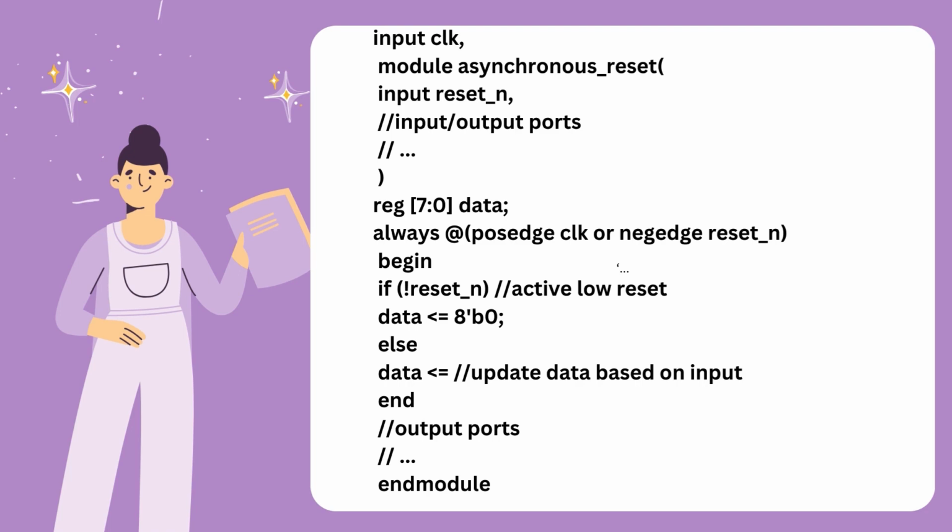Negedge of reset underscore n will mean that the reset is getting enabled. So as soon as the reset is getting enabled, we have to assign data with all zeros. So here one more condition we have added, if not of reset underscore n, that is the reset has got enabled, then we will assign the data with zeros.